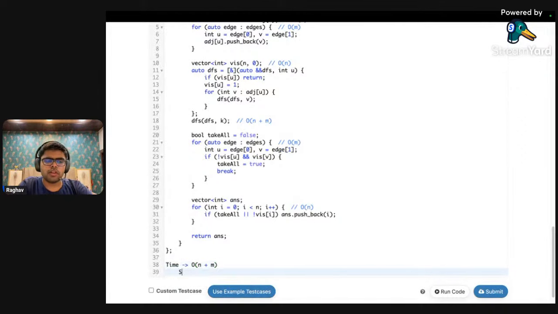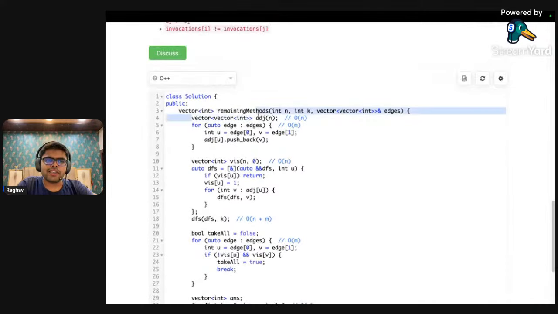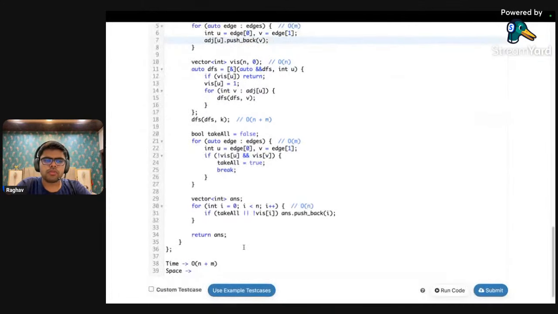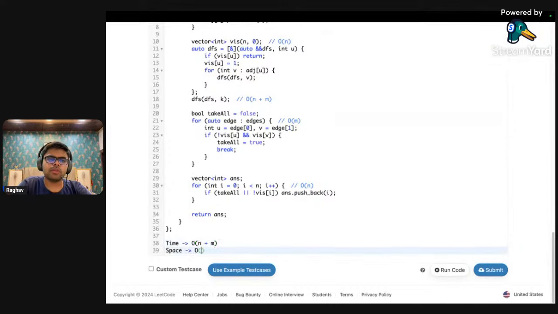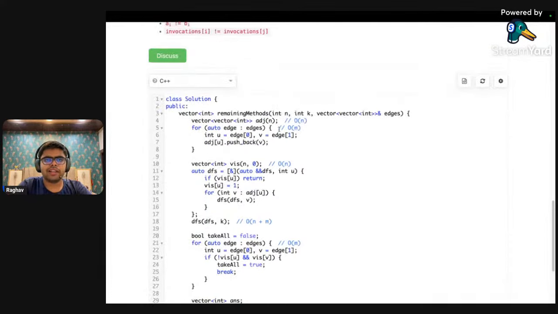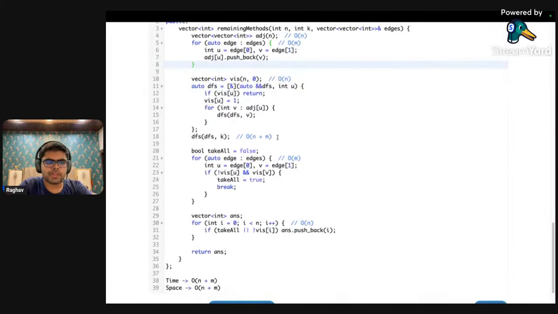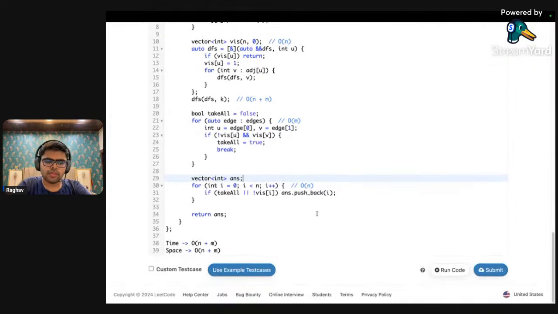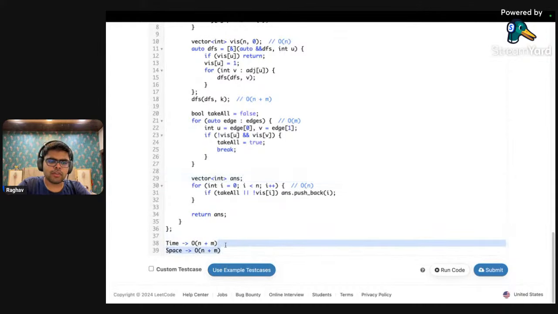m. And for the space, we created this adjacency list in which we will push all of the edges one by one. So the space complexity should be big O of n plus m. At least we are taking big O of n space, and then we are pushing all of these, so it will have big O of n plus m space. And other than this, we are just creating this vector which will have big O of n space, and thus we can just say that the overall time and space complexities will be this.